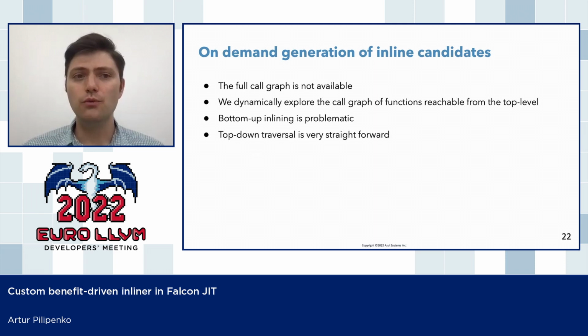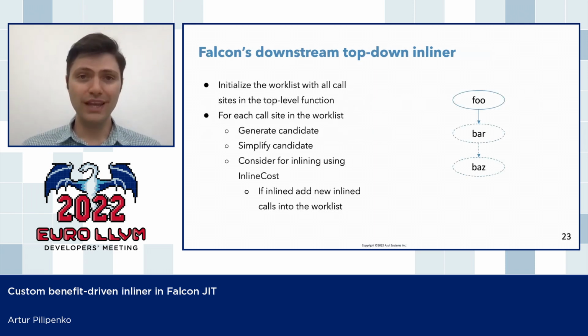In this model, we don't have the full call graph available. Instead, we dynamically explore the call graph of functions reachable from the top-level one. And this makes bottom-up inlining problematic. At the same time, top-down traversal is very straightforward. So that's what we did. We implemented a custom downstream top-down inliner.